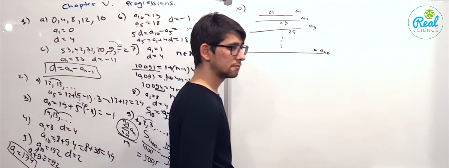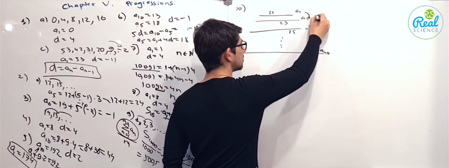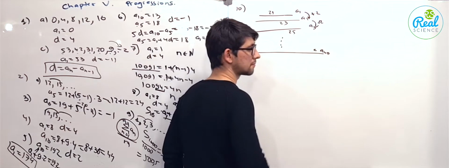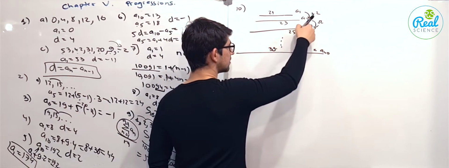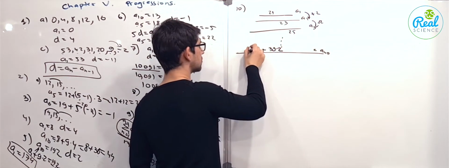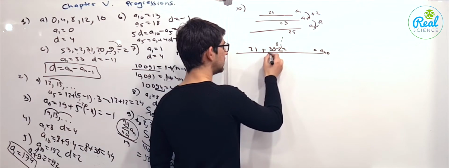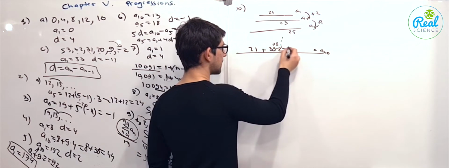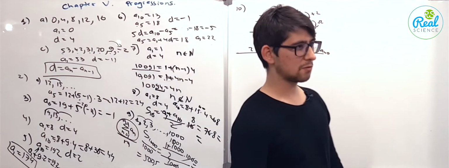So how to find it? Your A1 is this. What is your difference? It is 2. You are adding 2, right? So 39 times d, it's 2, plus your first term, 21. What is the sum? 99, right? 99 seats in the 40th row. It's very crowded, yes.